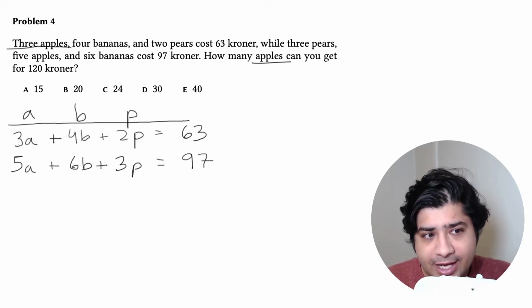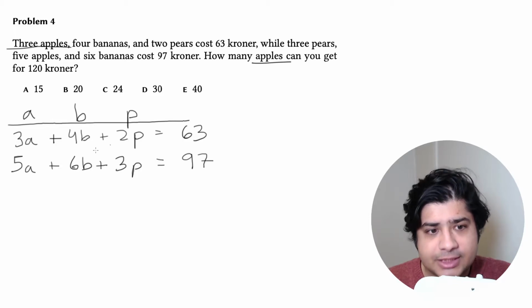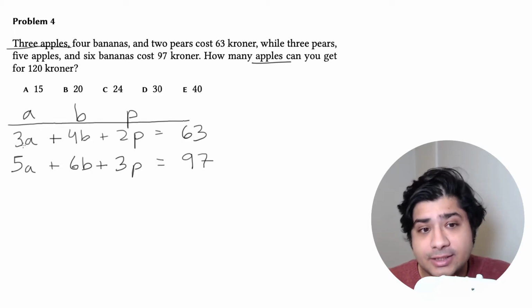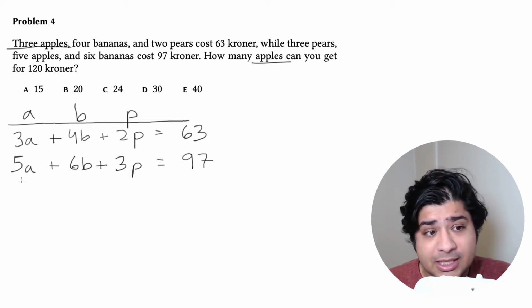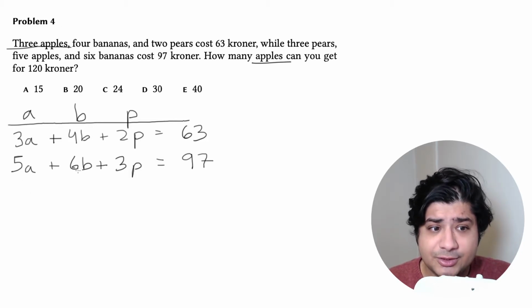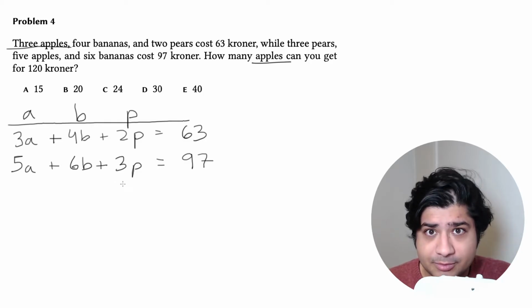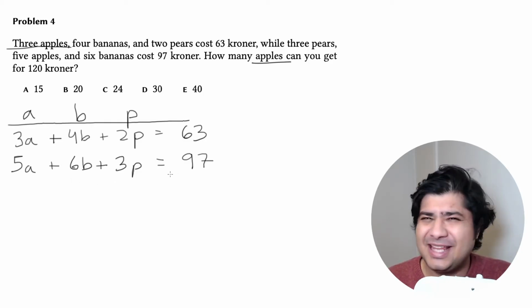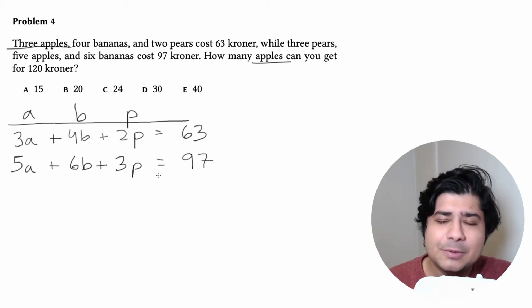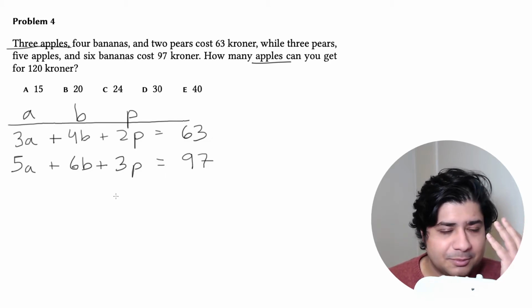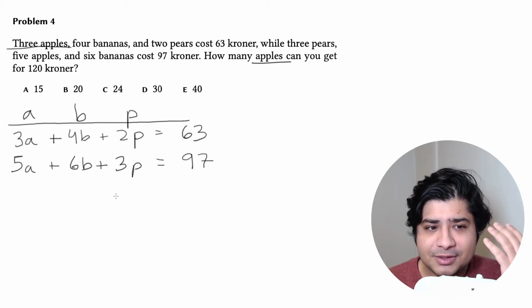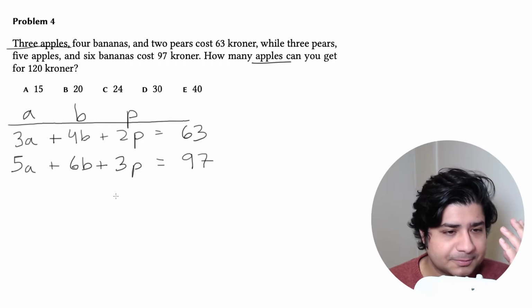So we have 3 apples and 4 bananas and 2 pears. And if I were to subtract the second equation from the first one, for example, I would be left with 2 apples, 2 bananas rather, and 1 pear. That wouldn't really help me that much. So what's the key thing here that we need to do? There has to be some way.